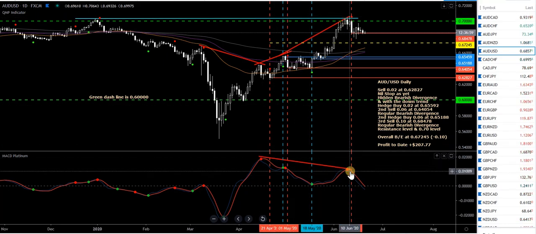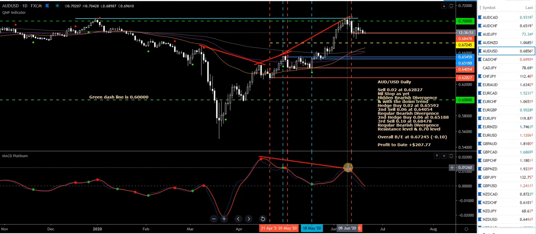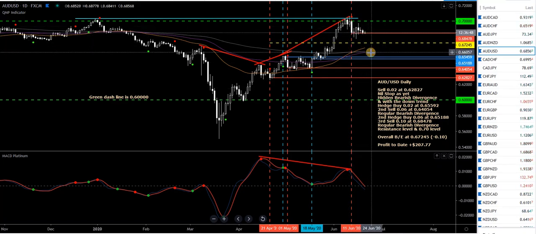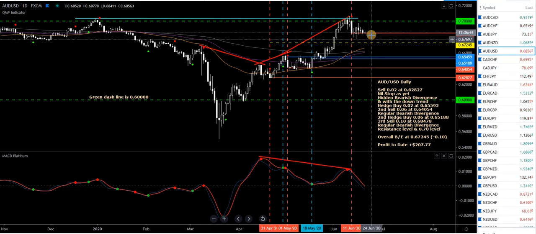So that's your regular bearish divergence: higher highs on price, lower highs on the oscillator, MACD Platinum. Ideally, I'd like to see this keep on dropping down. Again, it's already at the zero level, so I'm going to have to watch this now.